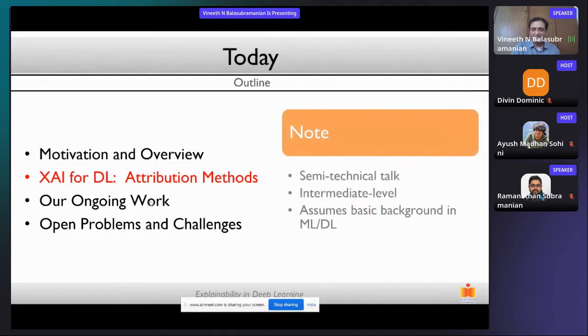So with that basic motivation and overview for explainability in general, let's step in one level of technical detail and talk about explainability in deep learning, which is the focus of today's tutorial, and talk about attribution methods which are used for deep learning today. As I already mentioned, attribution methods are those where, given a trained model, we try to understand the effect of an input on the output in a trained model. Okay, that's what we're looking for.